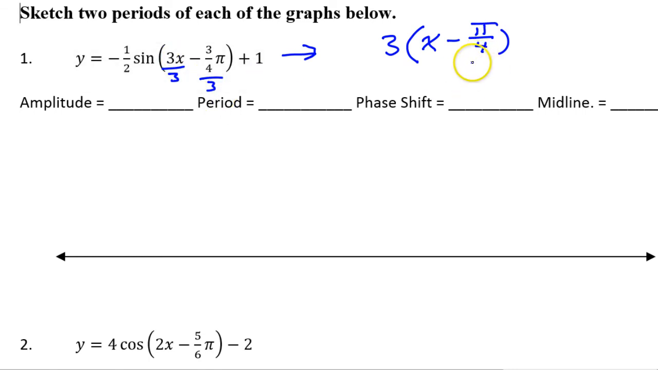Now I can do that in more detail. Does anyone need me to explain further how I got the pi over 4 just now?